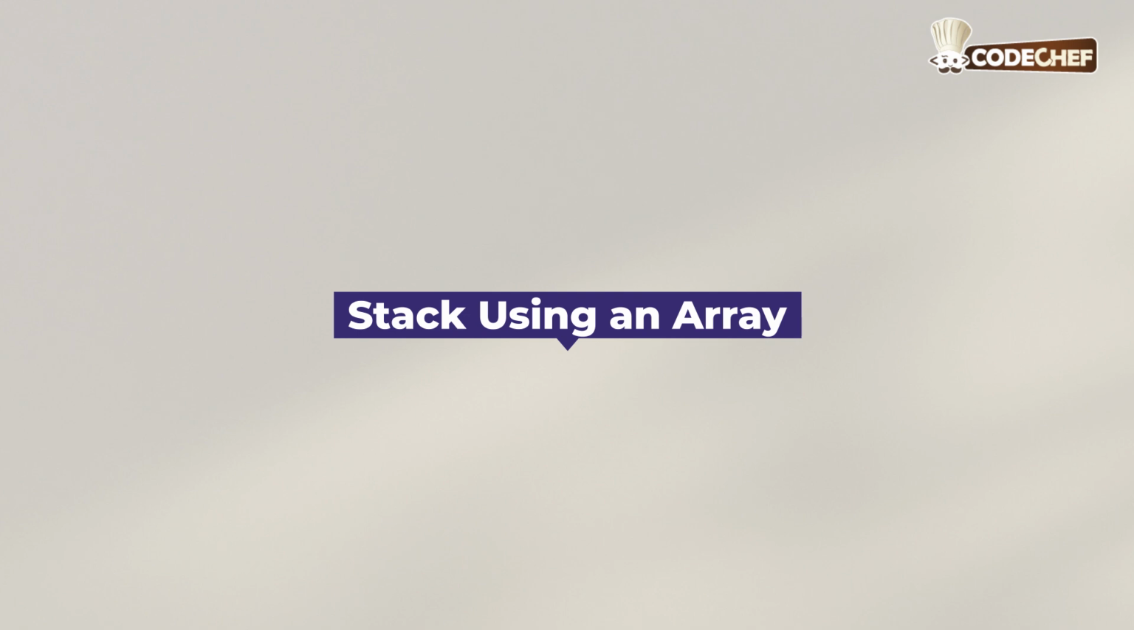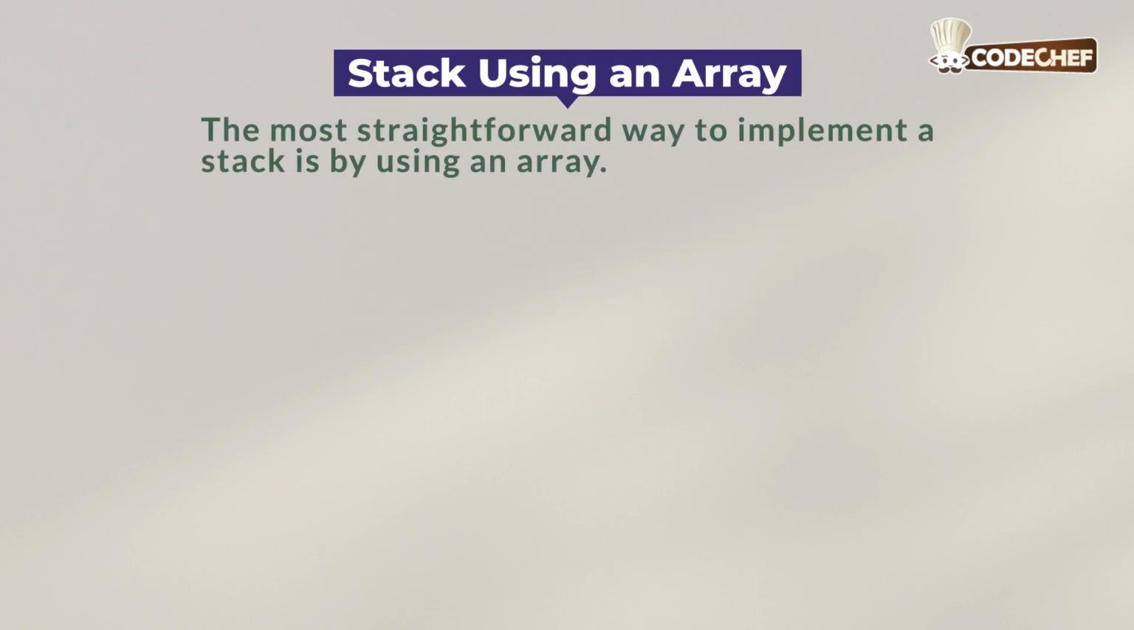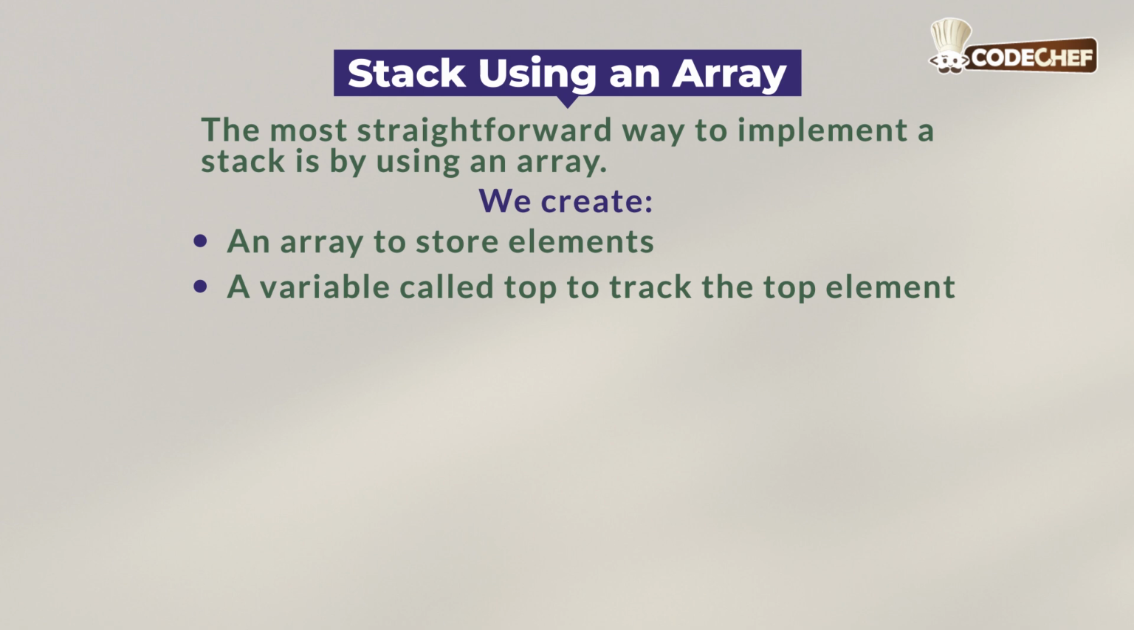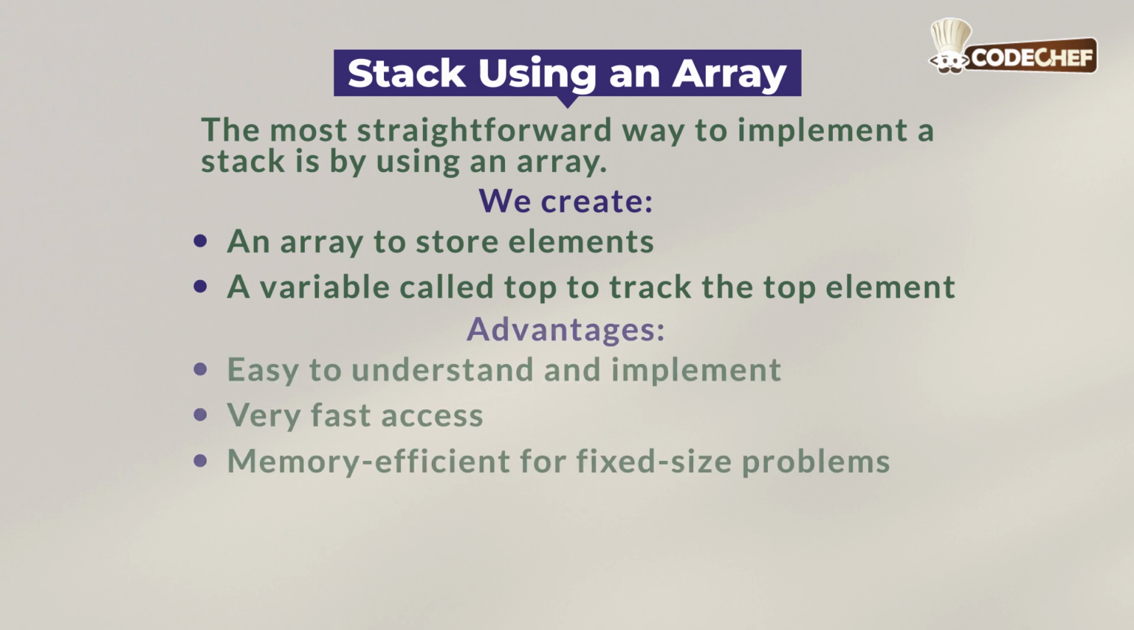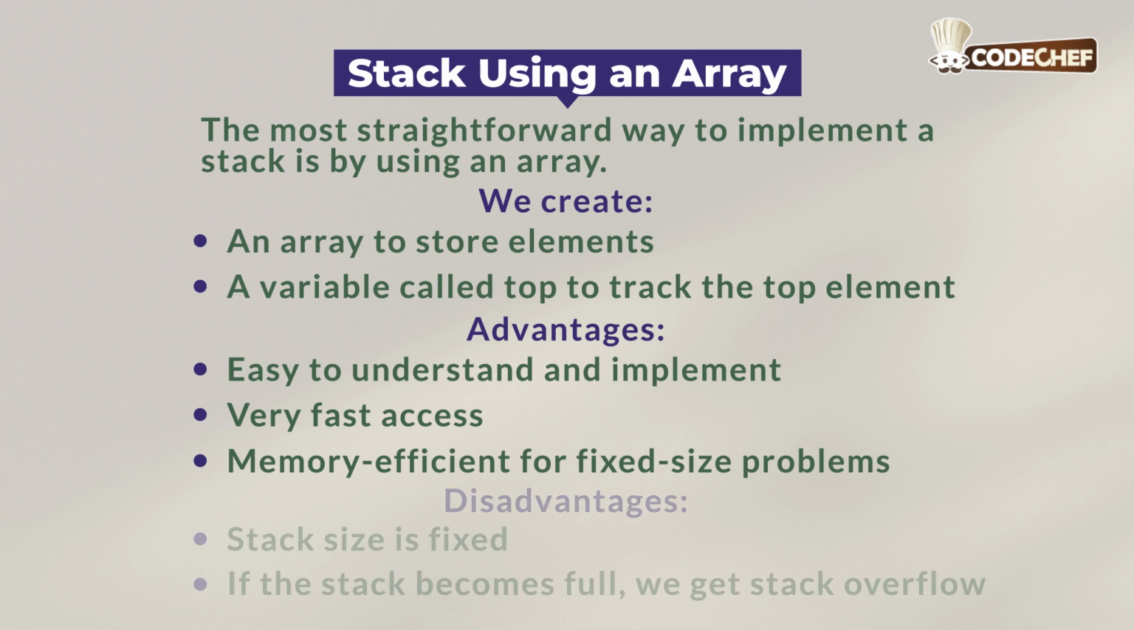Stack using an array. The most straightforward way to implement a stack is by using an array. We create an array to store elements, and a variable called top to track the top element. The advantages are it is easy to understand and implement, we can access it very quickly, and it is memory efficient for fixed size problems. The disadvantages are the stack size is fixed, and if the stack becomes full, we get stack overflow. This method is commonly used in competitive programming when constraints are known in advance.